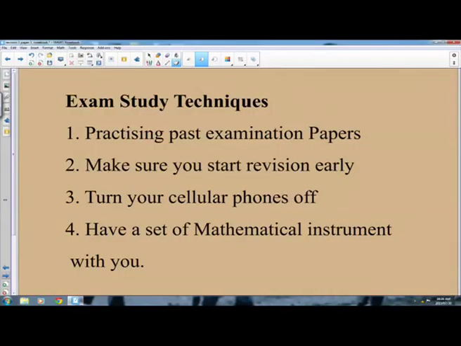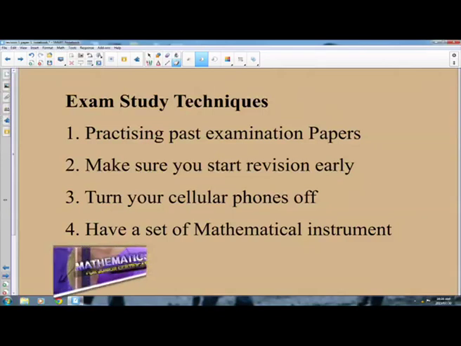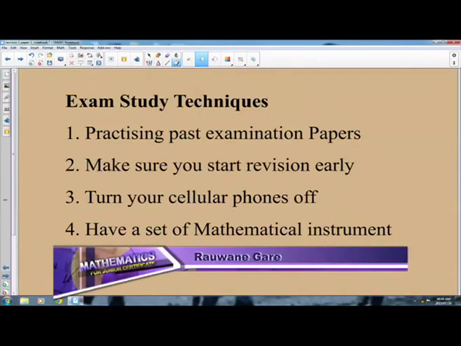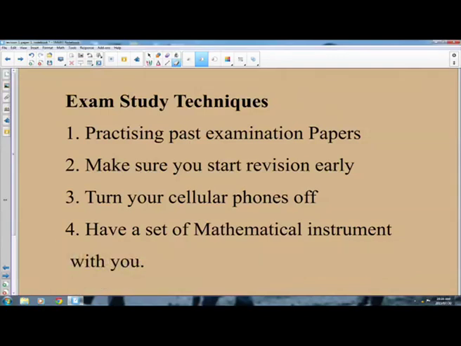Before we can look at the revision questions, let us have a look at the techniques that we usually use when revising. It says exam study techniques. Practice past exam papers. This is the most useful way of revision because it gives you the taste of how an exam paper looks like. And then 2 says, make sure you start revising early. It is very important that you start revision early so that you can consult where you don't understand. You can have time to go and consult your teachers on questions that you do not understand.